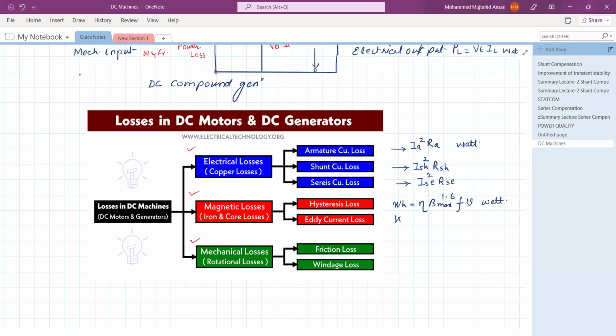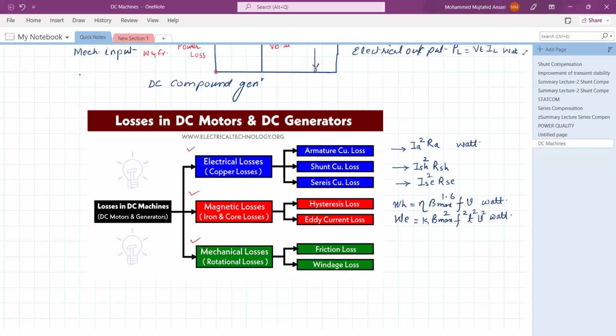We may express it as WE, which is equal to some constant K times the maximum flux density raised to 2, frequency squared, and thickness raised to 2, or thickness squared, and volume. Now see, if you are using 1 mm as a thickness, the square of 1 mm is 1. Whereas if the thickness of the lamination is 0.5, the square of 0.5 is 0.25. So multiplication of this smaller number goes on decreasing.